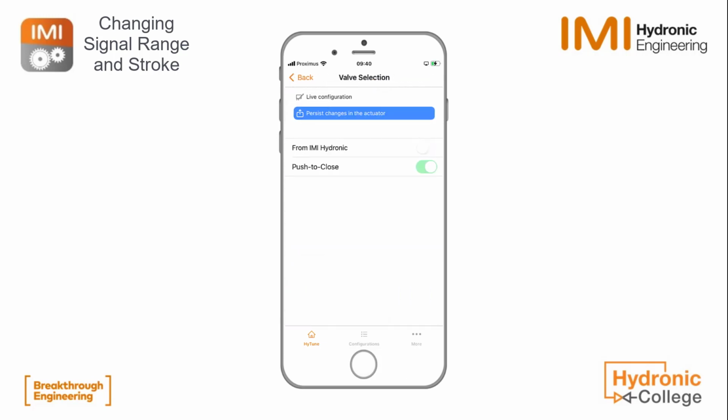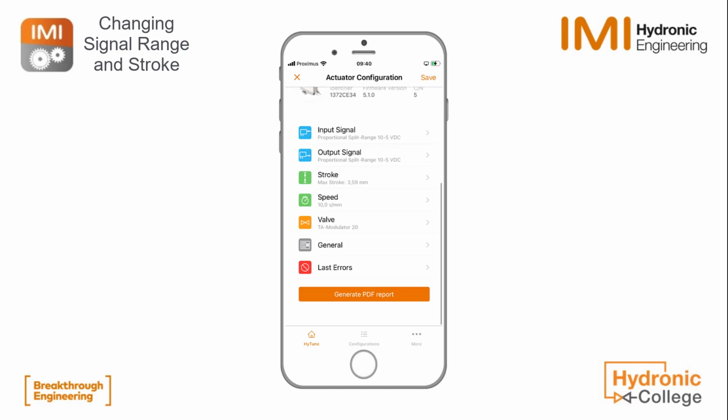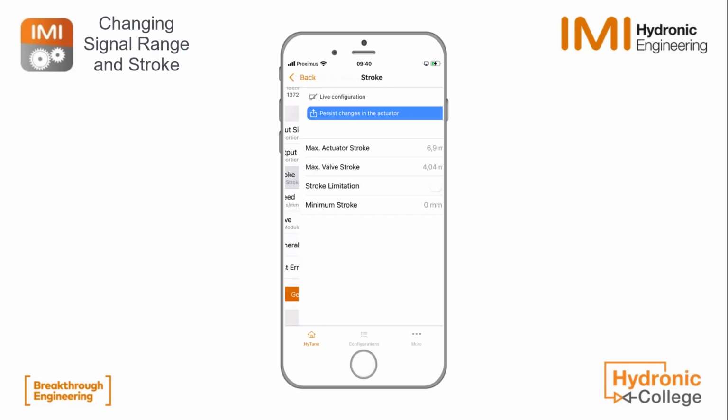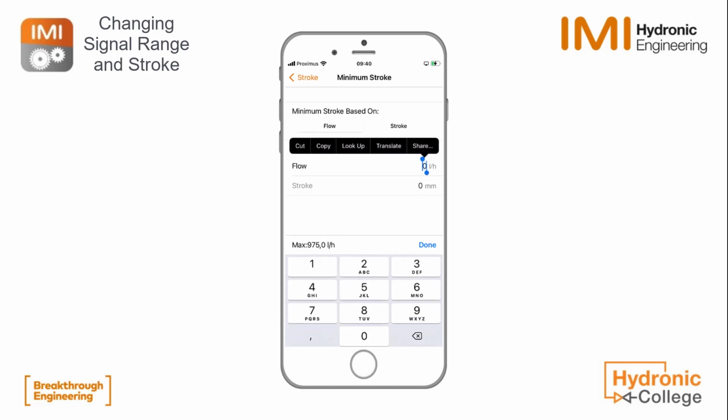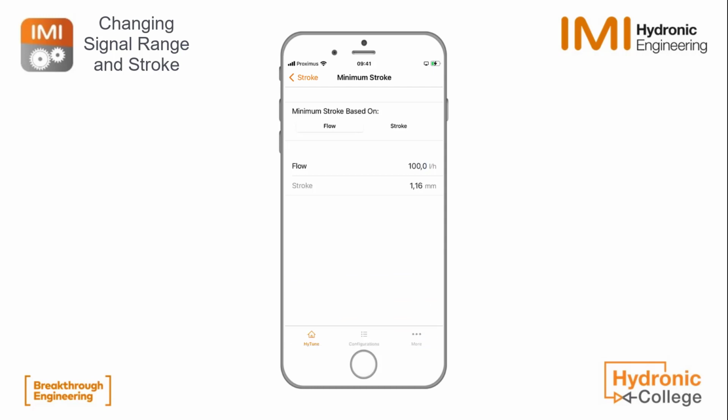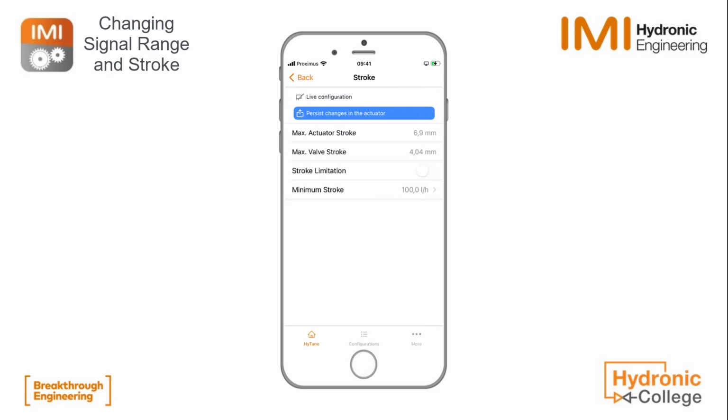Now if we look at minimum stroke, here the same, we have 0 millimeters as minimum now, but if we reset the correct valve, a TM modulator DN15 here in this case, or a 20, let's set it to 20. Then if you look at stroke limitation again, and we take minimum stroke, you see that I can enter the minimum value of the flow. So 100 liters for example, and then the limited stroke at minimum, so the minimum stroke becomes 1.60.